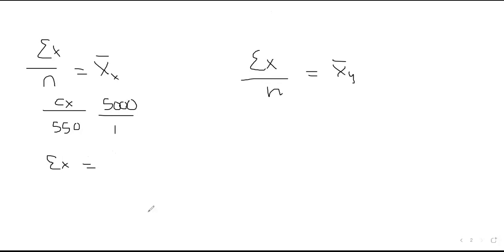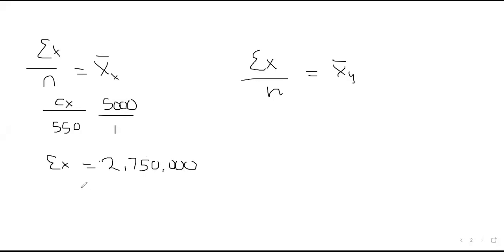Can anyone give me the figure when you cross multiply? It's 2,750,000. Okay, 2 million or split them. 2,750,000, and 750.